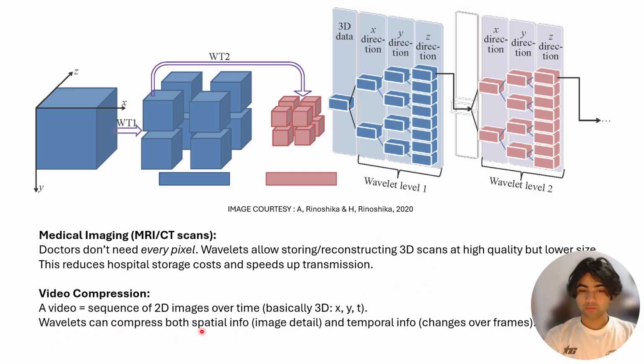So wavelets can compress both the image details and the changes over time. The idea is always simple: you keep what matters and you discard what doesn't matter to you.